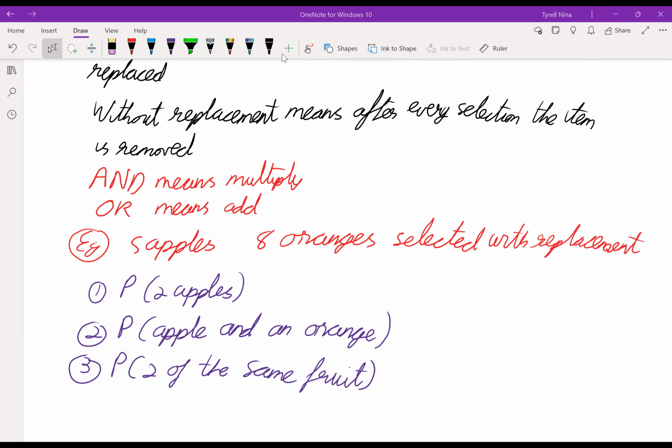Correct, very good point. So when I say an apple and an orange, you can either pick the apple first, then the orange, or the orange first, then the apple.